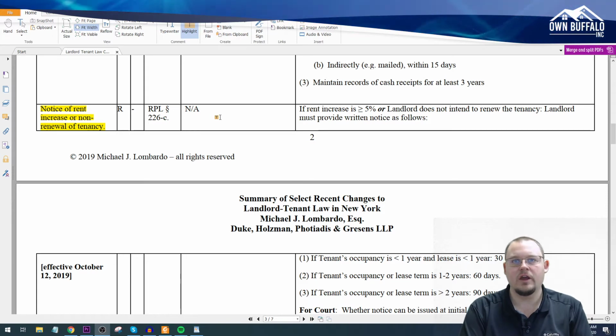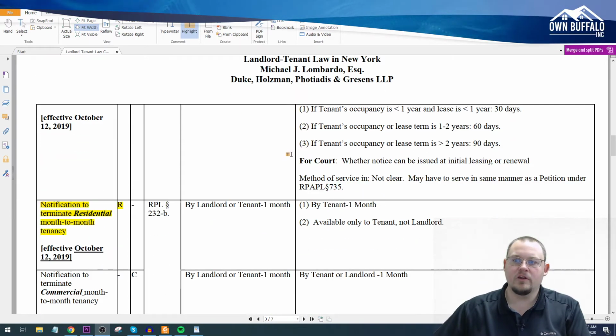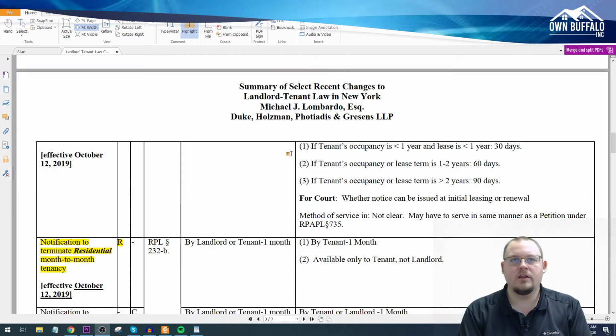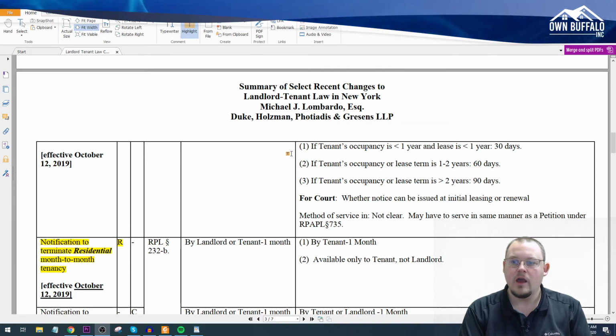So this is if you're looking at a 5% or greater rent increase, or if you've decided you want the tenant to move out for whatever reason, the timelines have changed. If the tenant has lived in the property or has a lease of less than 1 year, you have to give them a 30-day notice to terminate the tenancy. If they're on a lease term of 1 to 2 years, or they've lived in the home for 1 to 2 years, you have to provide a 60-day notice. And if the tenant has lived in the property for 2 or more years, you have to provide a 90-day notice. So that's definitely a longer timeline than what we were dealing with previously for almost all tenants.